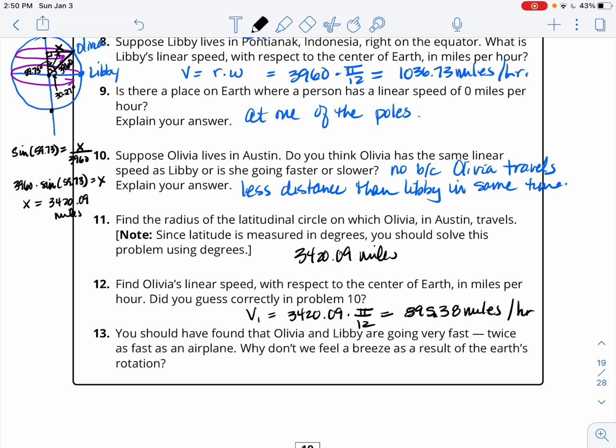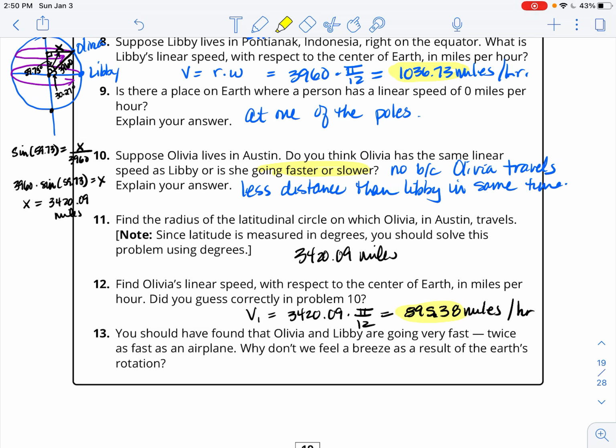All right, so now, did you guess correctly? Well, we know that Libby is traveling at 1,036.73 miles per hour, and Olivia is traveling at 895.38 miles per hour. So I guessed correctly, Libby is traveling faster. Is she going faster or slower? Well, Olivia travels less distance than Libby in the same time, so I was guessing that Libby was traveling faster. So yes, I guessed correctly.